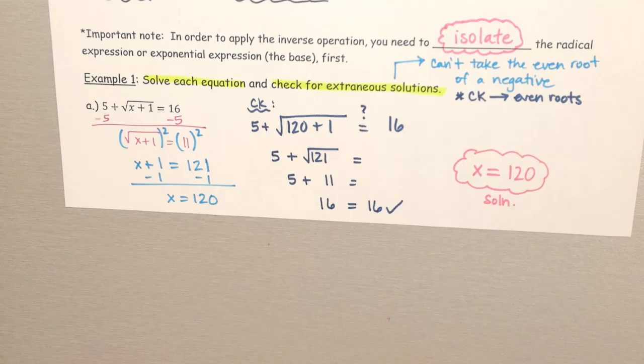All right, so based on that, I want you guys to do the first step for B. So your first step is to isolate the radical. Okay, if you need to write out some long division, or you can do it mentally.